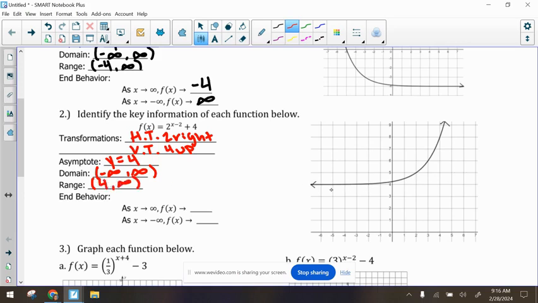So when we're looking at growth and decay, find where your graph starts to level off, where that asymptote is, and that is related to your range. As x approaches infinity, means look at the right side. The right side is going up to infinity, and the left side is going down and is approaching 4.